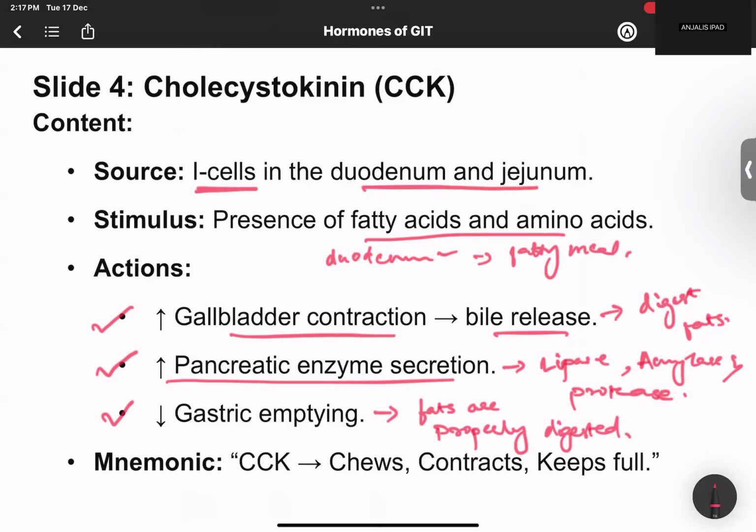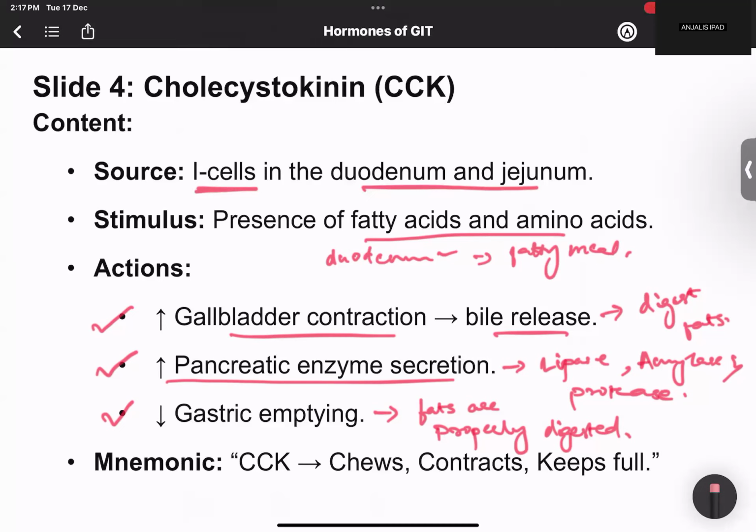Now, cholecystokinin, what is the source? I cells in the duodenum and jejunum. And the stimulus is the presence of fatty acids and amino acids. So what are the three actions? The first action is gallbladder contraction to release bile, which helps in digesting fats. The second is increasing pancreatic enzyme secretion of digestive enzymes: lipase, amylase, and proteases. The third is slowing down gastric emptying, so that fats can be properly digested.